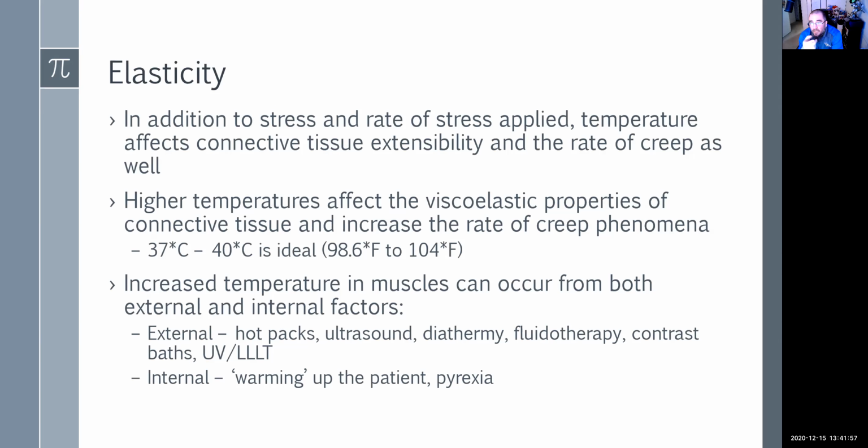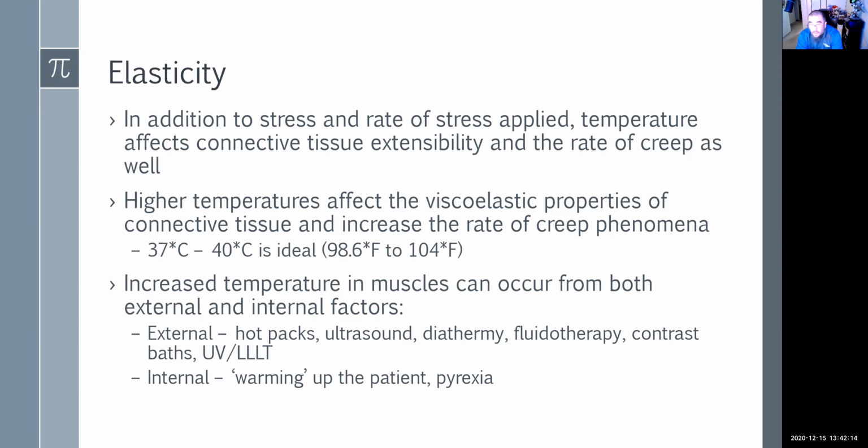right? We know that higher temperatures affect the viscoelastic properties of connective tissue and increase the rate of creep phenomenon. So 37 to 40 degrees Celsius is ideal. Well, what does this mean? Increased temperature in muscles can occur from both internal and external factors. So we can do things to increase the temperature of the muscles.